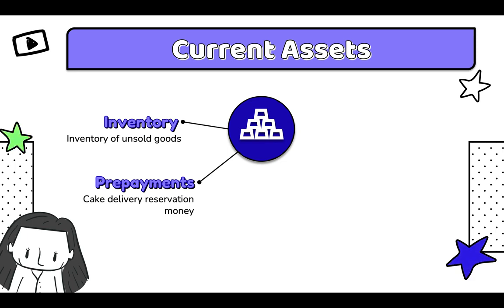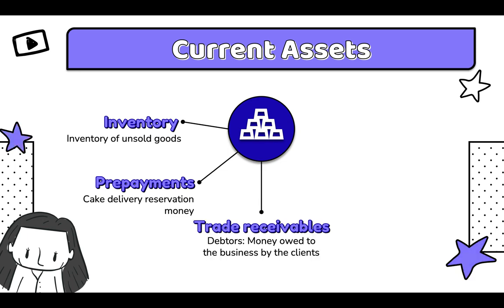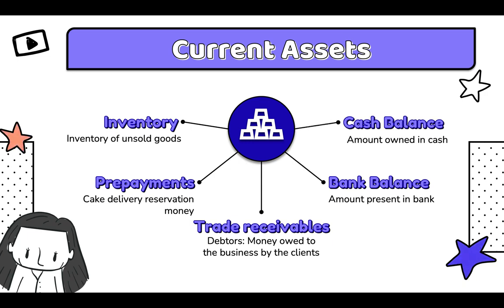Then trade receivables, also known as debtors, meaning money owed to the bakery by the clients. Bank balance, that will be cash that our bakery has in the bank, as is clear by the name. And finally, the cash balance, that will be cash our bakery has but not in the bank. That summarizes our assets. So that's it for today.